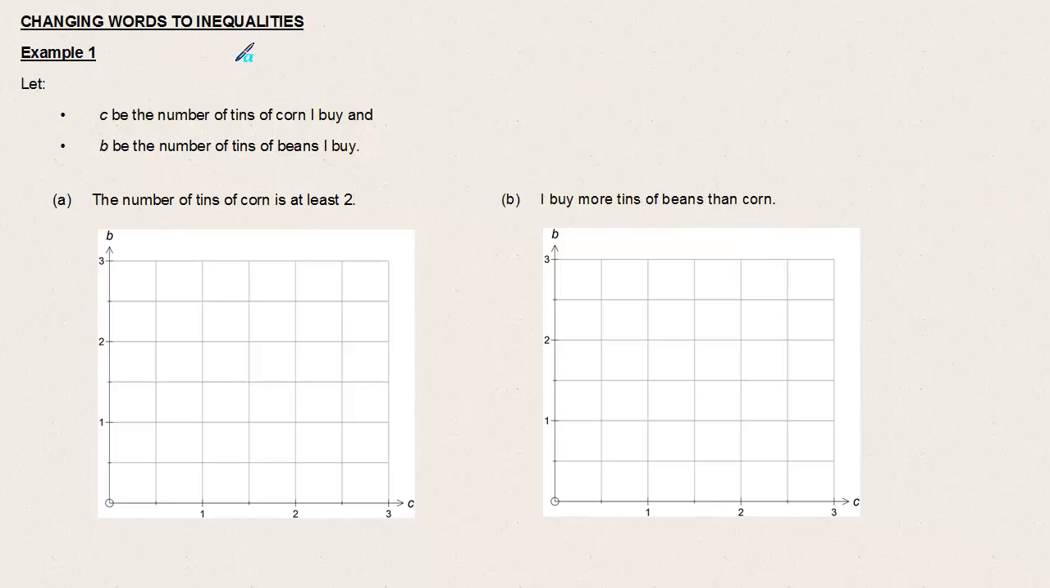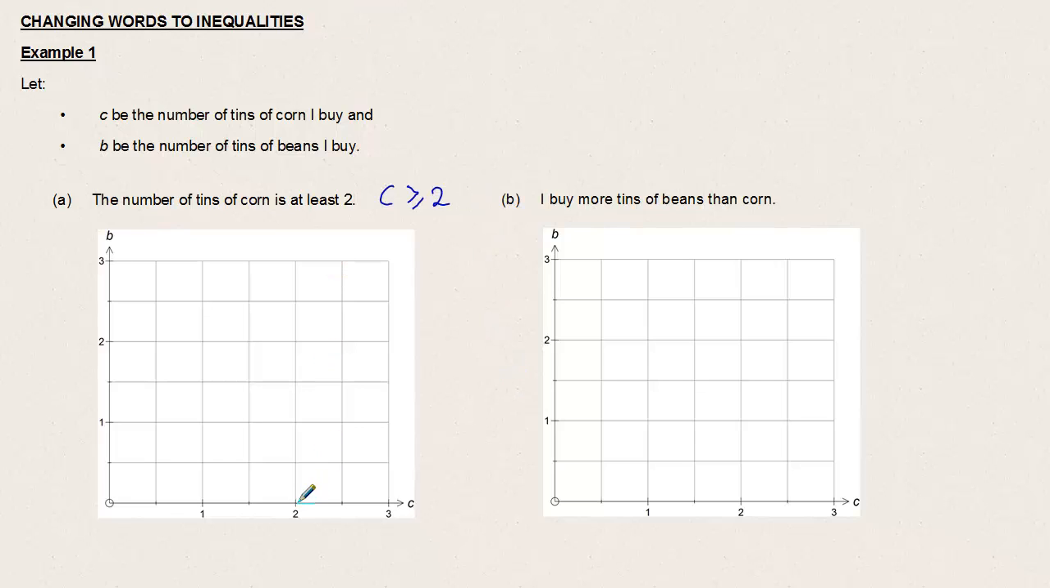Changing words to inequalities. Let C be the number of tins of corn I buy, and B be the number of tins of beans I buy. The number of tins of corn is at least 2. So that means that C is 2 or more, which we can write as greater than or equal to 2.